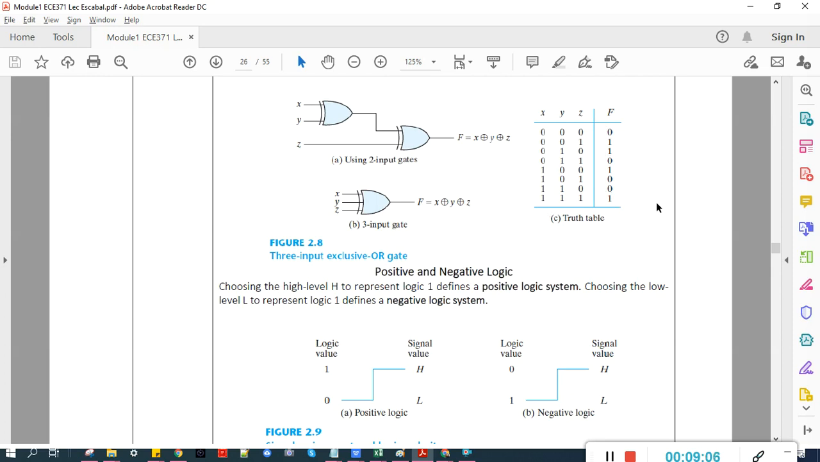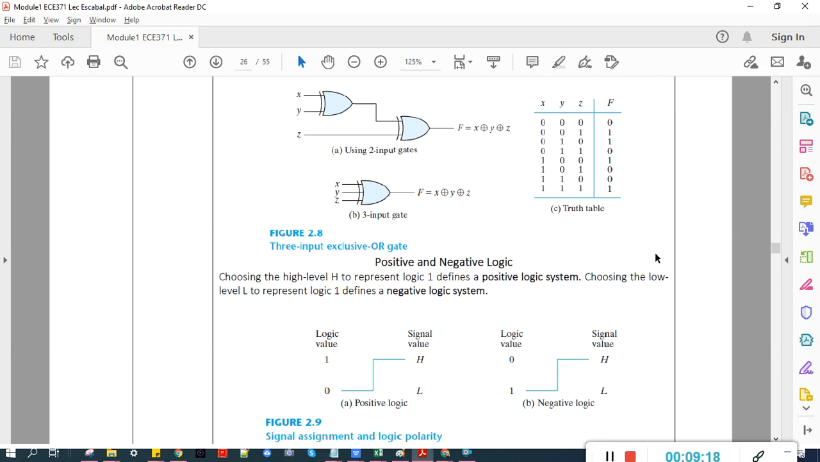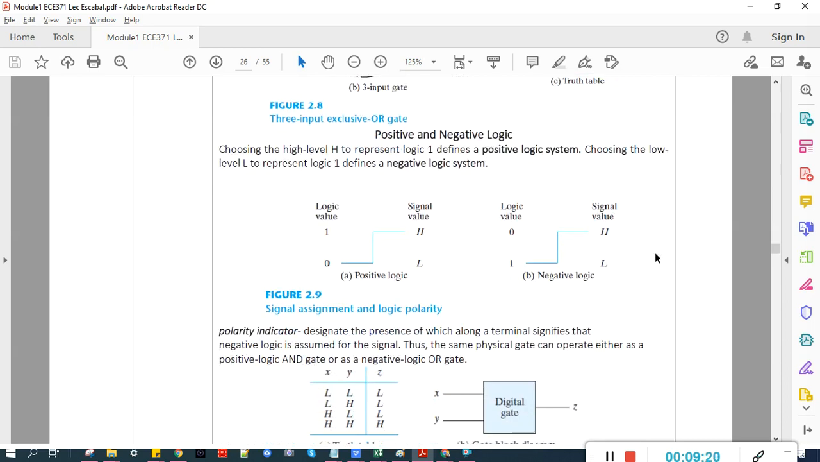So when we use the exclusive OR, it means that the number of ones should be odd to make the output high or 1. Now let's go to positive and negative logic. Choosing the high level H to represent logic 1 defines a positive logic system. Choosing the low level L to represent logic 1 defines a negative logic system.